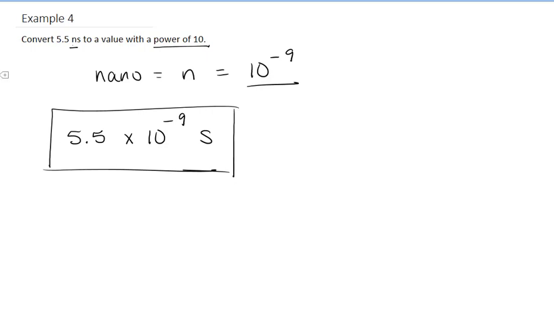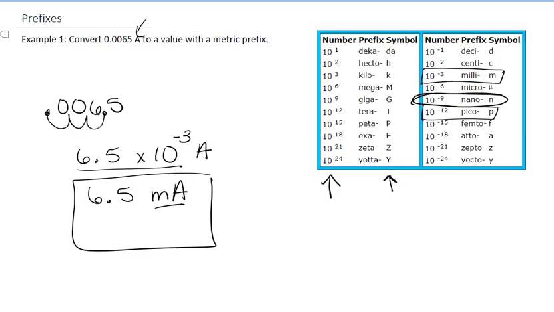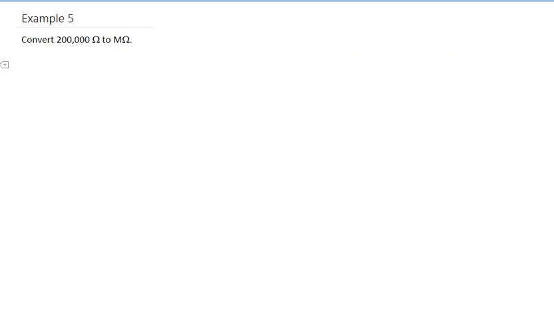Let's do another example. Example 5. Convert 200,000 ohms to megaohms. So let's go back. So when we look at mega, we see that mega is 10 to the 6th value. So it's a larger number. So when we say mega, we're saying 10 to the 6th power.